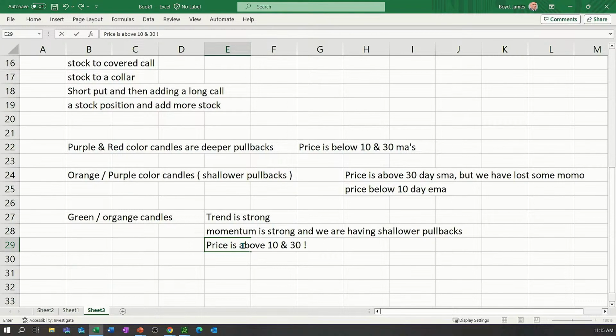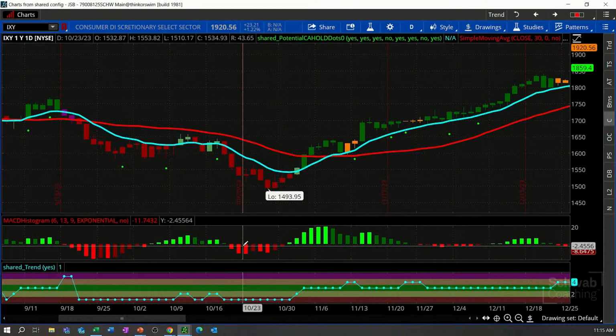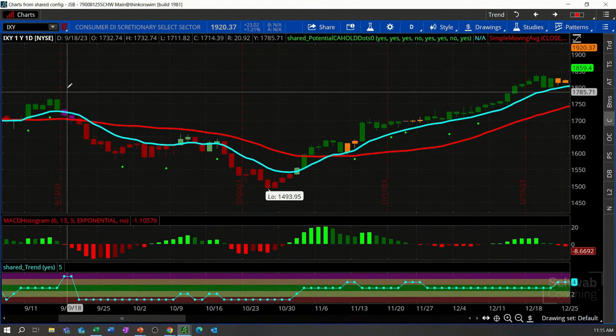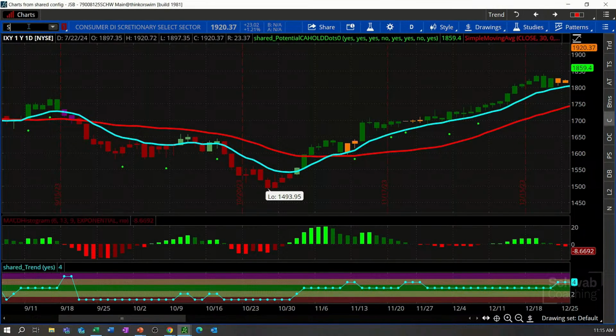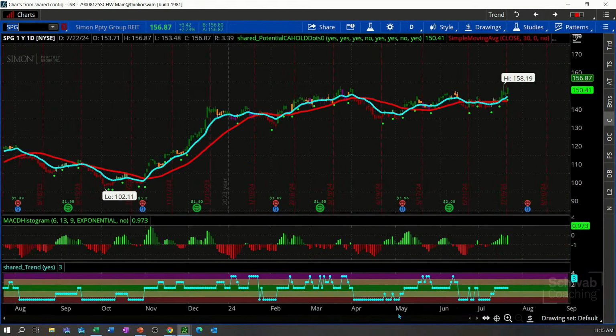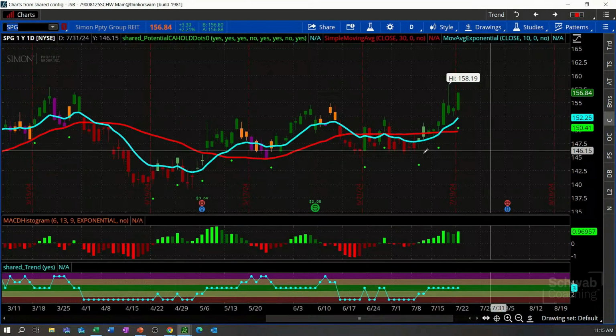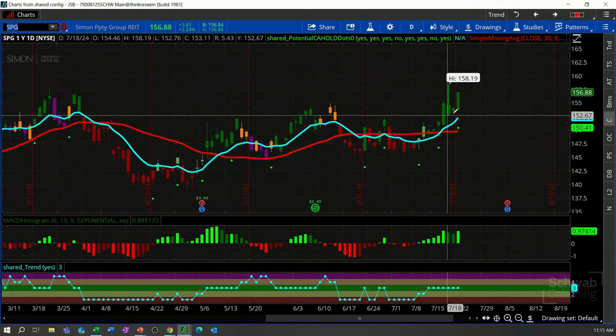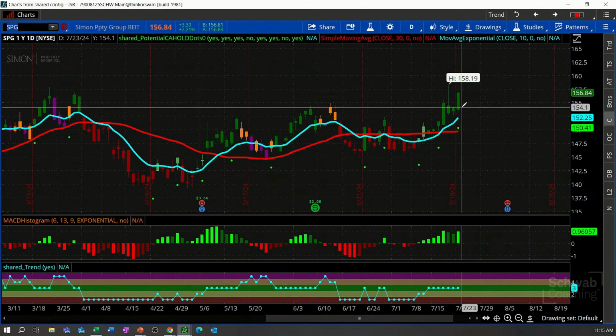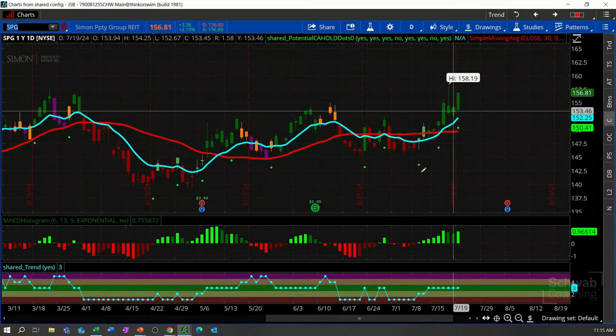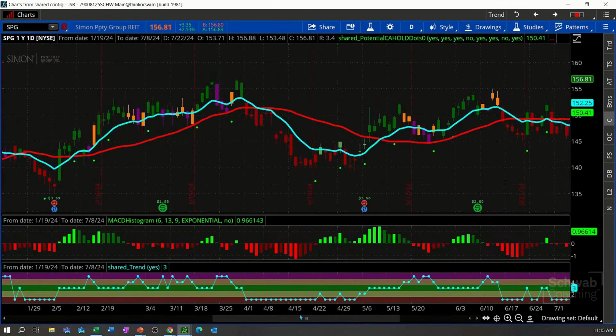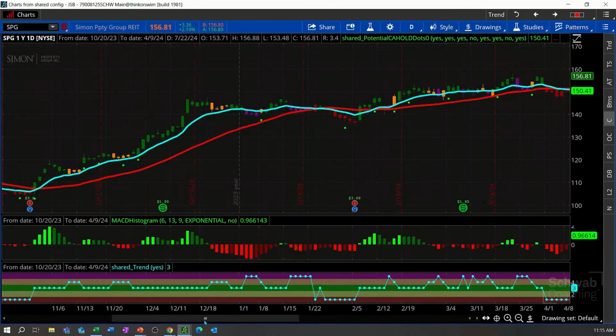Now, for example, if I pulled up a chart and said, can we go back to that SPG for just a second? Simon Property Group. If we zoom in on this chart, what you're going to notice is we haven't even had an orange color candle. It's just green so far. But when you have a strong upward trend, you might just have short, shallow pullbacks.